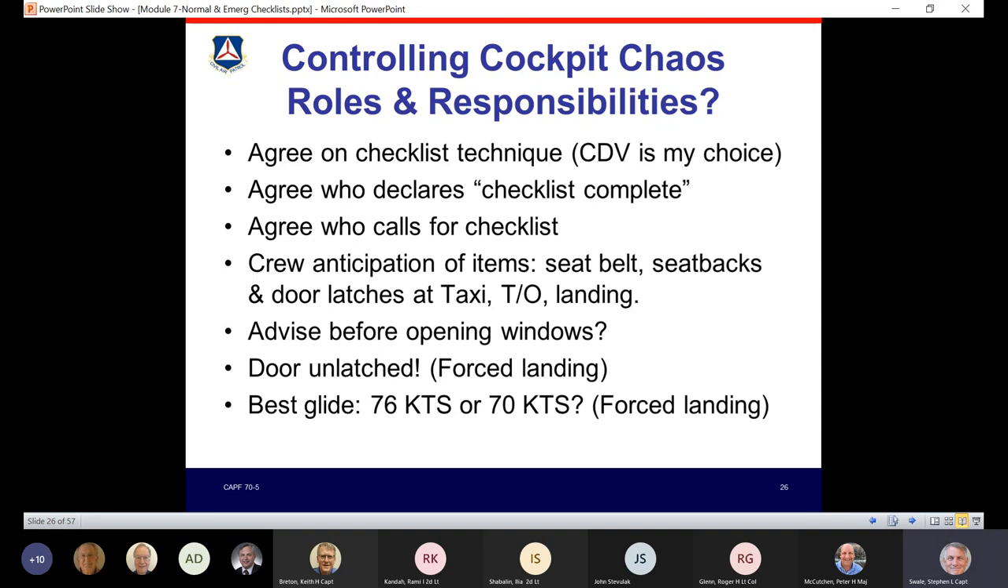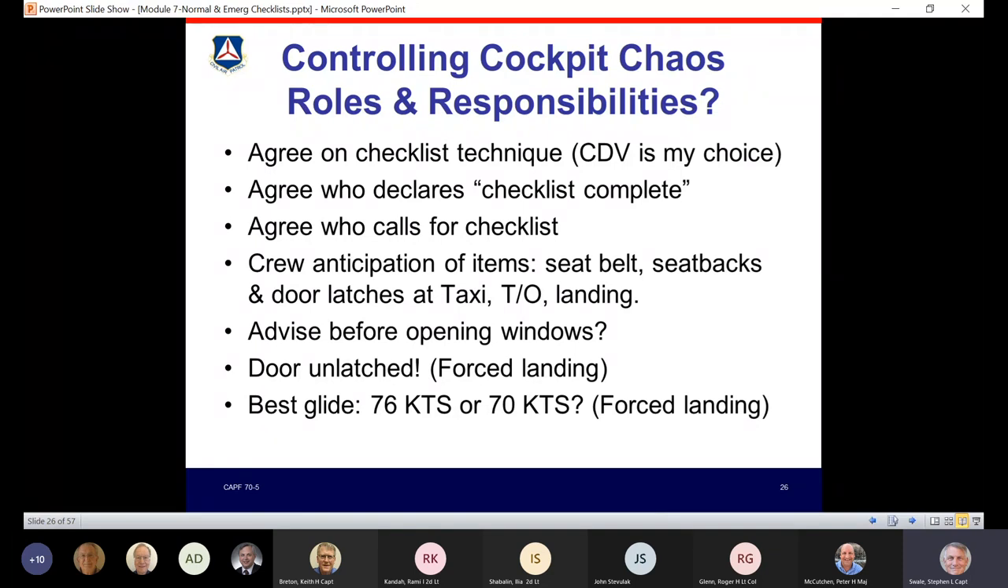This is going to be the case for we check on seatbelts and seat backs and on takeoff, taxi, and landing. So people should anticipate that, and it's nice to advise people of that if they're new. Also, it's kind of nice before you open windows. It's nice to ask people to tell you, just so you don't get startled or distracted.